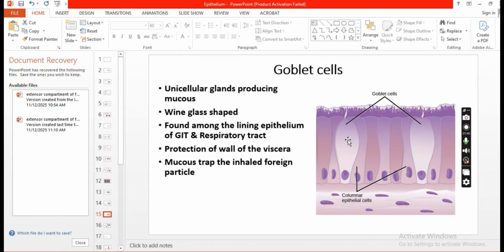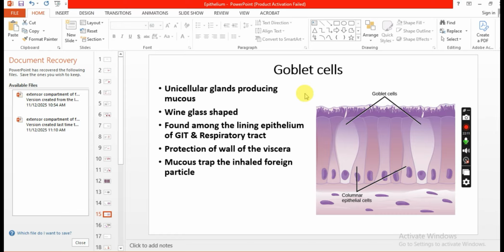Here, goblet cell. It's a unicellular gland. That means a cell acts as a gland. It produces the mucus, which is uniformly spread over the mucous membrane, over the cell surfaces into which the cilia are projecting, and it acts as a trap for the foreign material to get embedded into it.